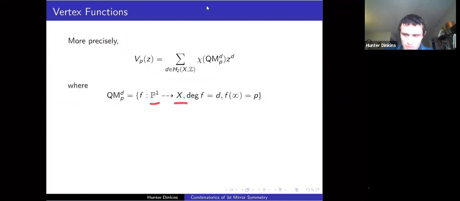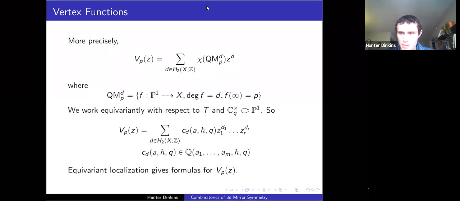quasi-maps from P1 to the variety are basically maps, except they don't always land in the variety. Sometimes they land somewhere else, but most of the time they land in the variety. There's a well-defined notion of degree of a quasi-map. In general, it's going to be a vector of degrees, not just a number, or I guess the right way to say it is an element of the second homology. And I'll assume that infinity, so the curve, passes through the point P: it maps infinity into P inside the quiver variety.